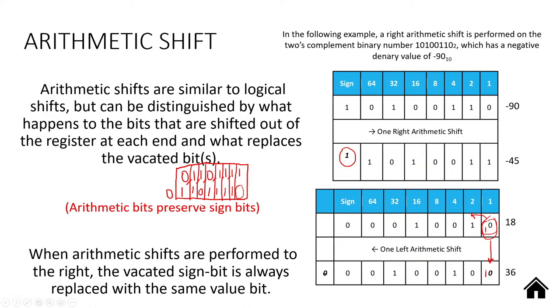That's just a circle, by the way. That's not a zero. It's just a circle. What's it going to be?